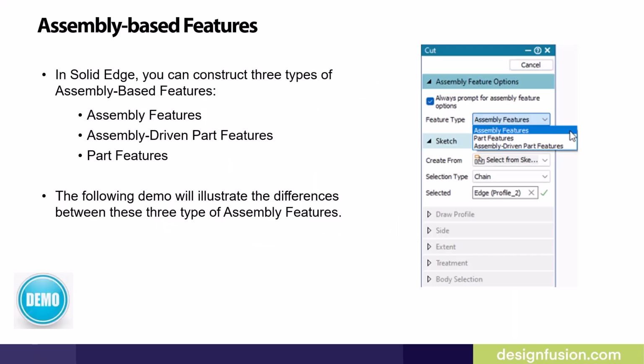In Solid Edge, you can construct three types of assembly-based features. You can construct assembly features, assembly-driven part features, and part features. The following demo will illustrate the differences between these three types of assembly features.